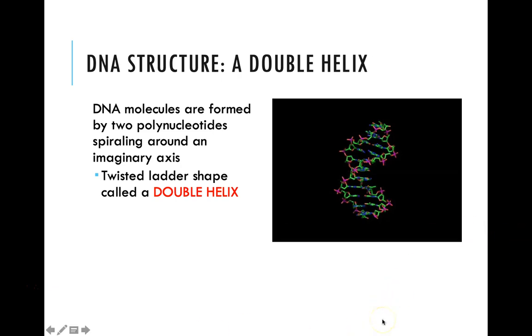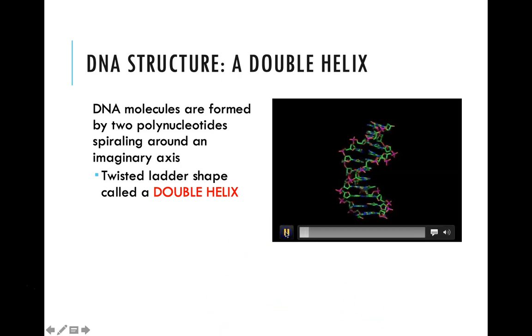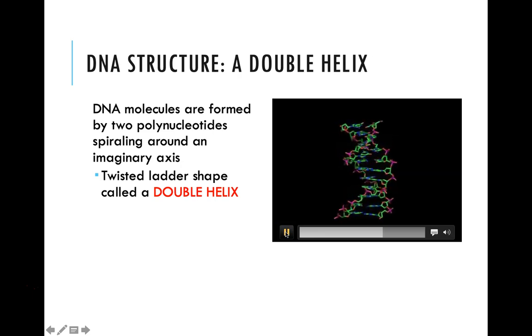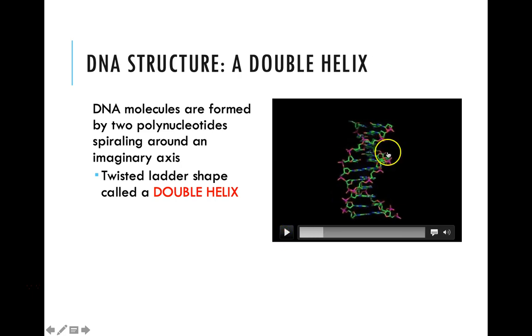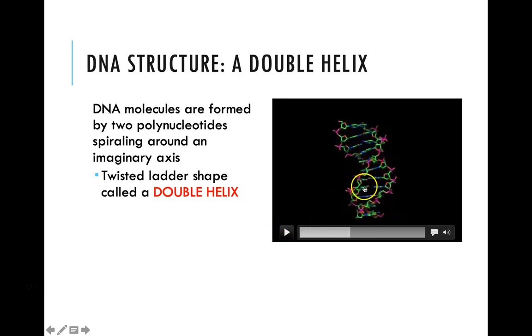So they found that DNA molecules formed two nucleotide chains that were bound together in the center and spiraled on an imaginary axis. So you can see the spiral shape there. You can see that there is a backbone here. That's the pink and green alternating. That's our sugar phosphate backbone. And in the center, they are bound by nitrogenous bases. So you can see those bases there in the center.